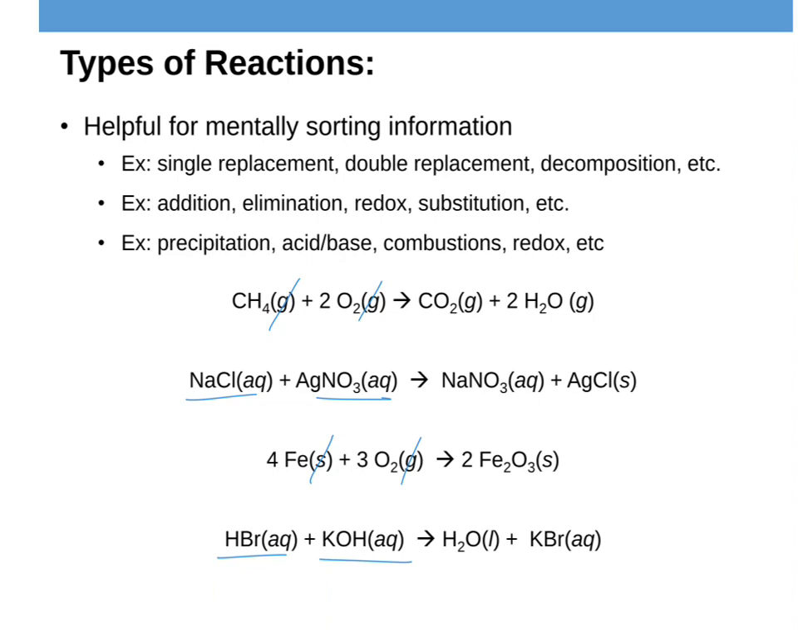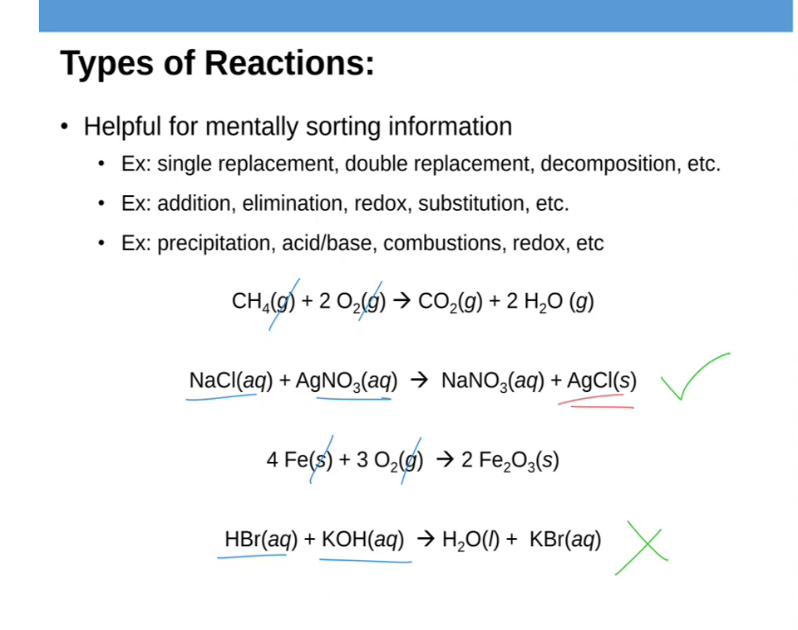So if I look at my third example, I have aqueous sodium nitrate, but I have a solid silver chloride here, so that's good. And if I look at the last one right here, I have a liquid water and I have aqueous potassium bromide. So I know that that is not a precipitation reaction. This is not a precipitation reaction. This is a precipitation reaction, again, because I started with two aqueous things and I have one product that is a solid. That's going to be true for all precipitation reactions.